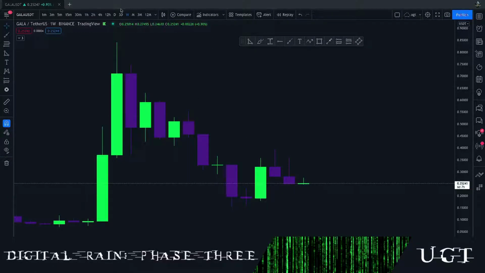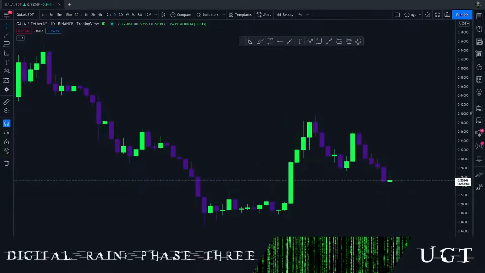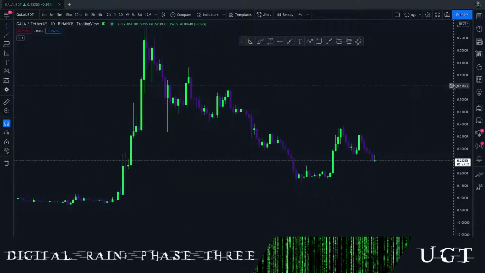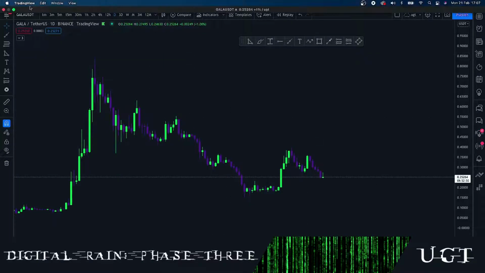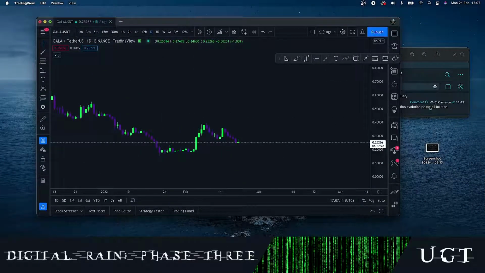So I just wanted to break down the move that we saw on Gala USDT and Bitcoin and all the other alts for that matter. And I'm going to use Gala because it is the coin that we stated in the group on the 26th of January. So I'll just grab that here.